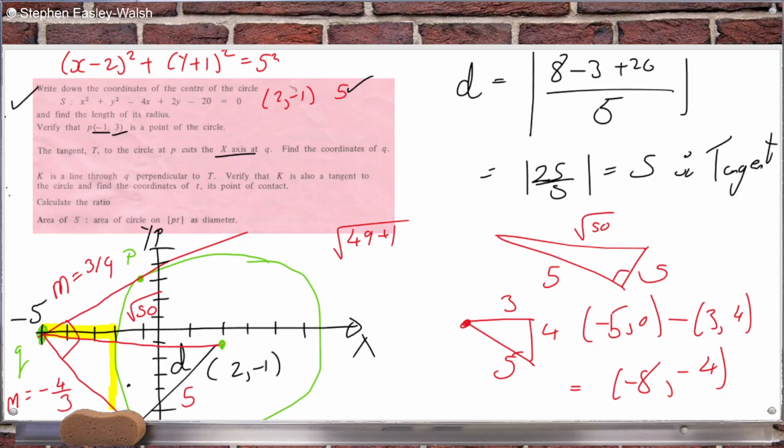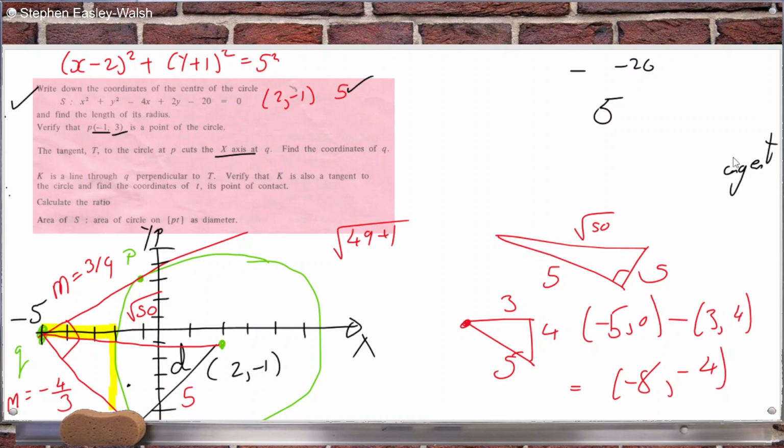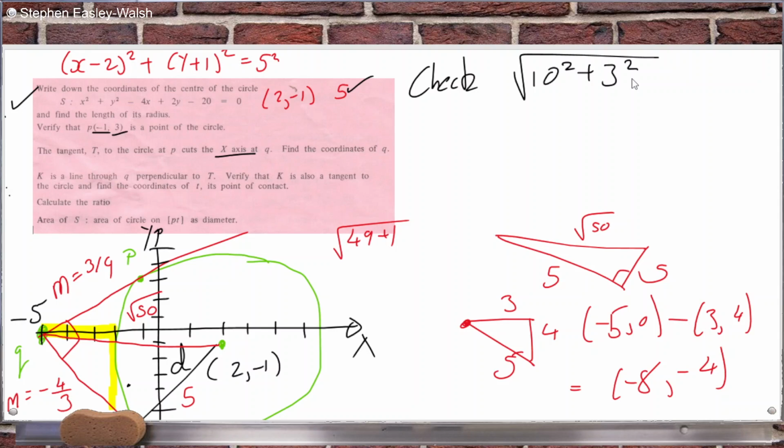And I can check that that's right by calculating the distance. It should be 5. So we'll just do a quick check. The square root of minus 8 to 2, that's 10 squared, and then 3 squared. No, that doesn't look right, does it? No, I've done something wrong.